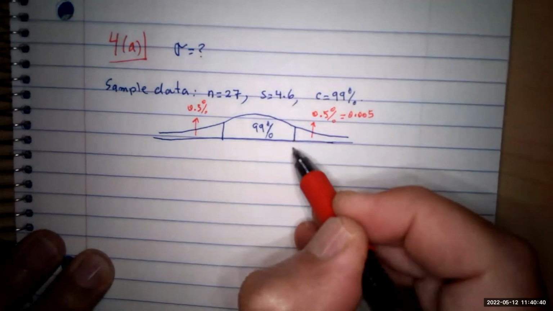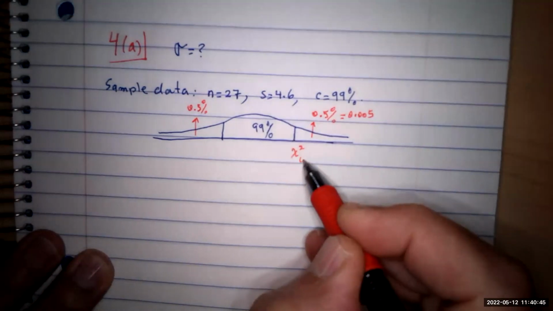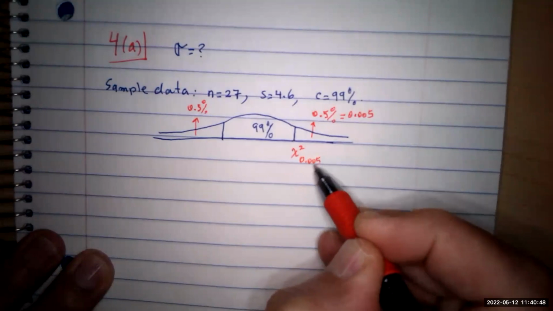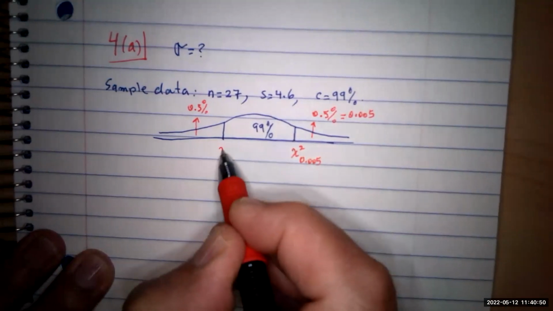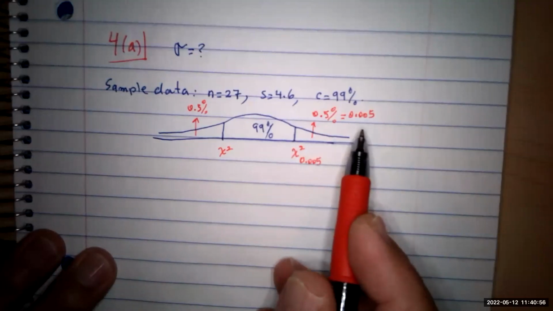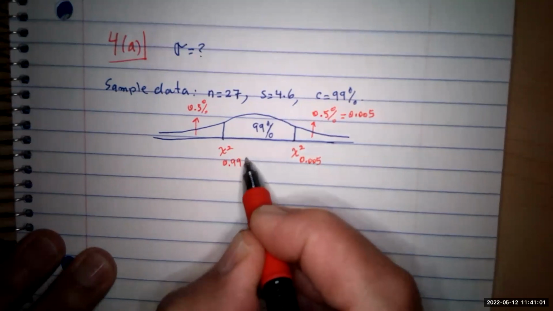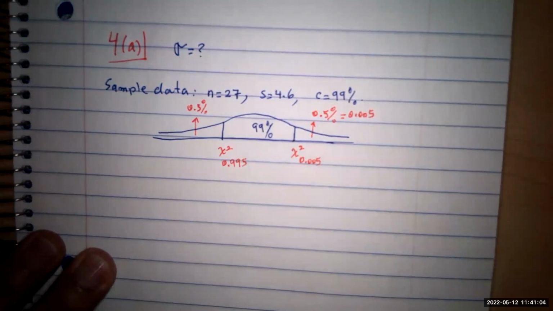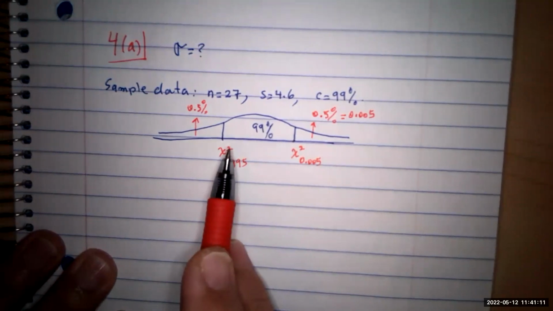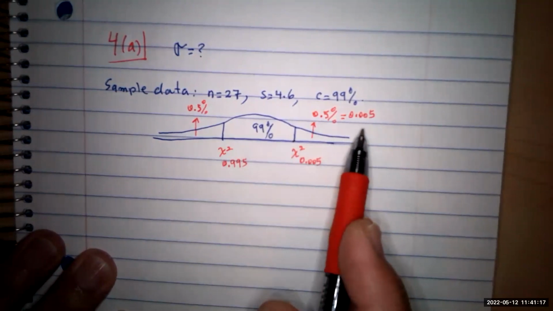So for this part over here, you have to find the chi-square of 0.5%, which is 0.005. And this part over here is going to be the chi-square of 99.5%, which is 0.995. Just make sure to pick the correct numbers. Any question? 99%, the leftover 1%, so half of the percent each part, which is 0.005.